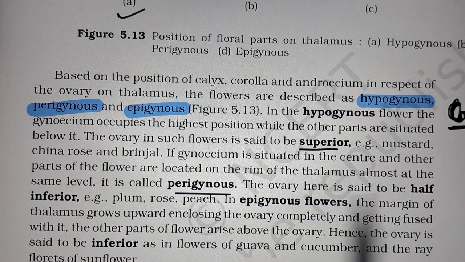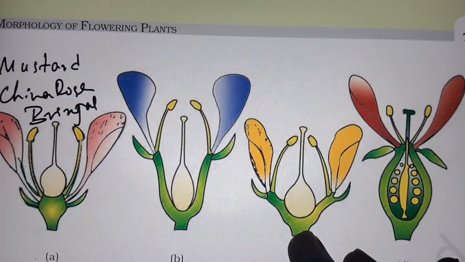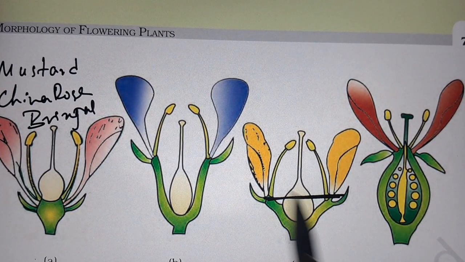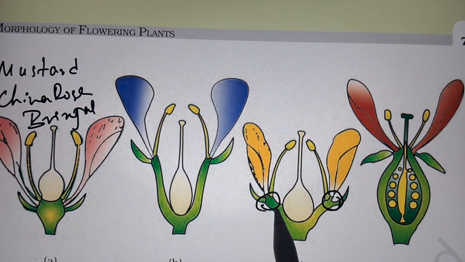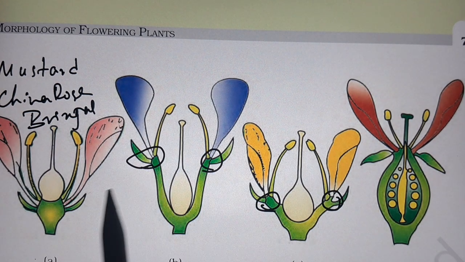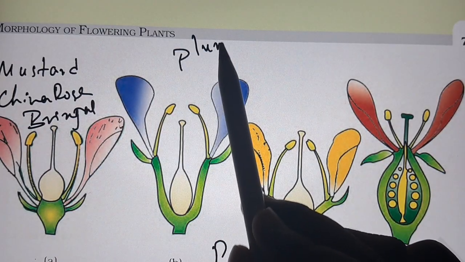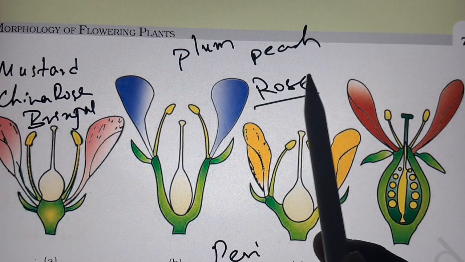Examples are plum, rose, peach. Here, these two are examples of perigynous. You can see this. They are situated on the rim of the thalamus and nearly at the same level. These two are perigynous, and the examples are plum, peach, rose.